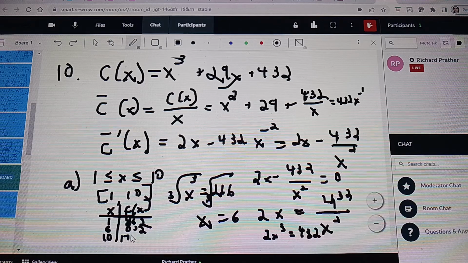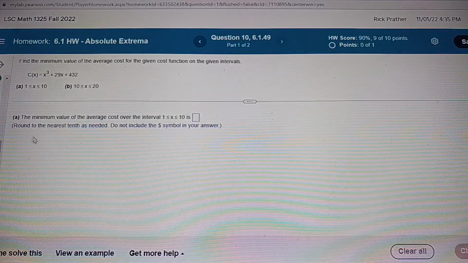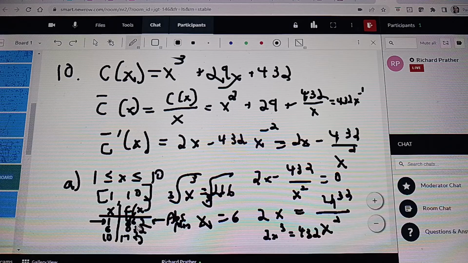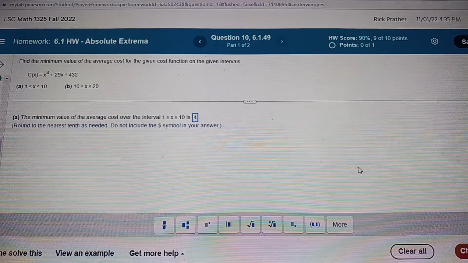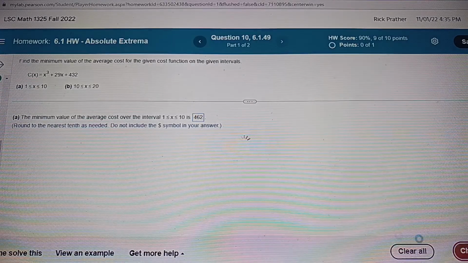So the minimum of these 3 answers is 462. That's the absolute minimum, and it occurred when x was 1, which happened to be one of the 2 endpoints. The minimum value of the average cost, round to the nearest tenth. Okay, does it say that these are in anything but dollars? It doesn't appear to be. So that would be $462 is our minimum cost.